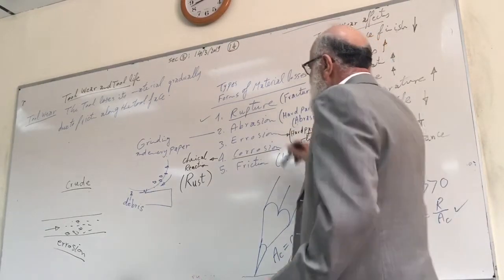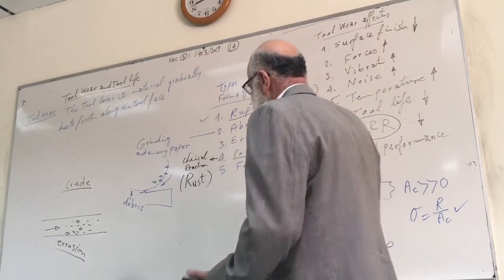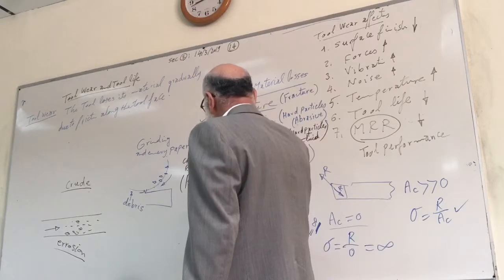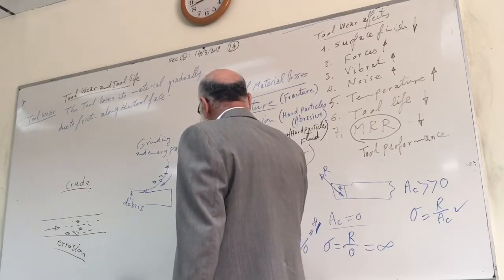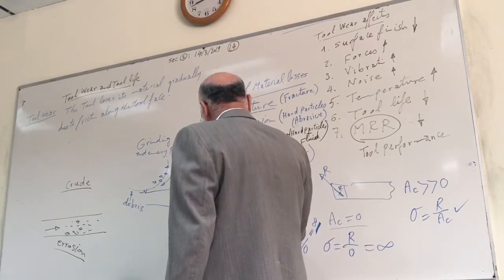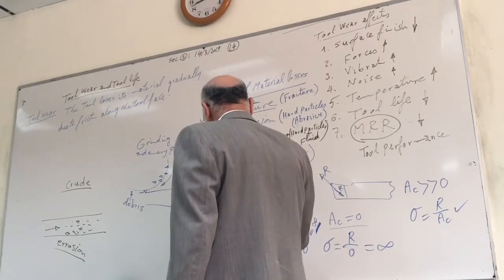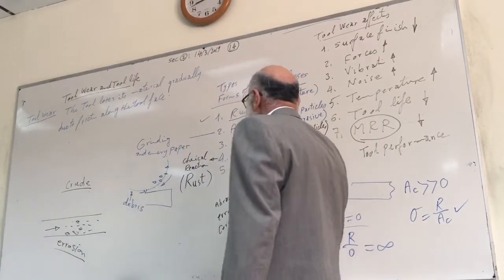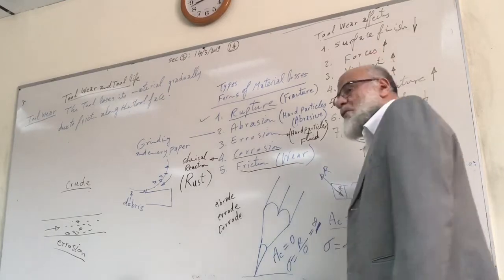The verb of abrasion, erosion, corrosion is abrade: abrading, abraded; erode, eroded; and corrode. Okay, number 5, friction or wear.